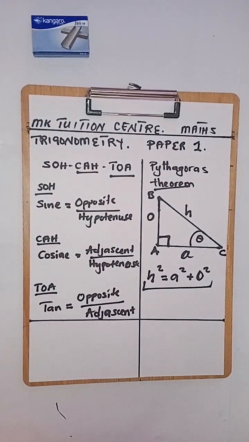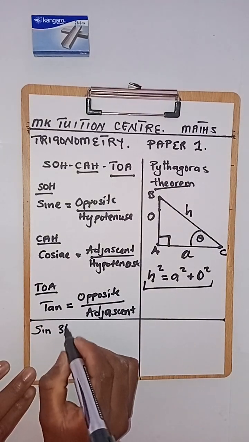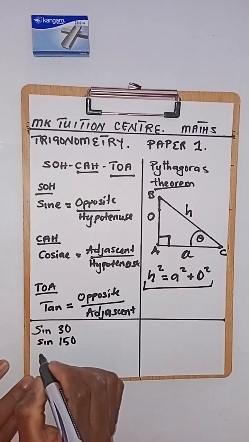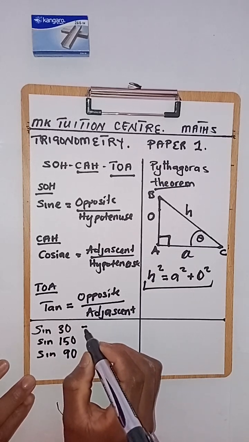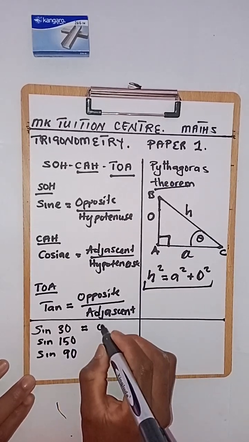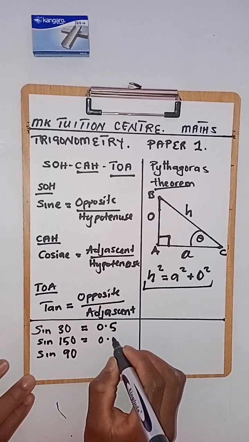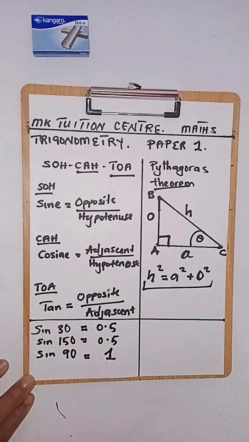We all know that in paper 1, you are not allowed to use a calculator. Therefore, here are certain things you must know. We have sine 30, sine 150, and sine 90. Sine 30 is equal to 0.5. Sine 150 is equal to 0.5 also. Sine 90 is equal to 1.